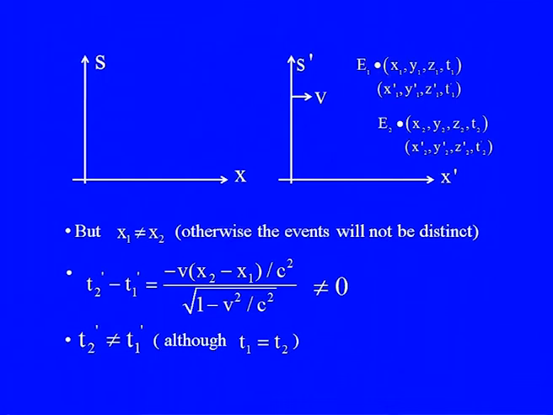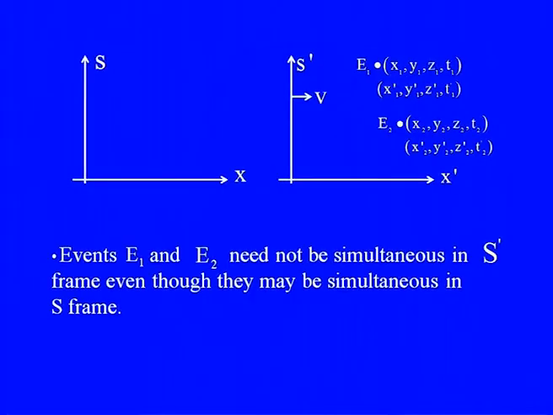So what do you get? The measured times in the S prime frame need not be the same, even if the measured times are the same in the S frame. In other words, to be more precise, the events E1 and E2, although they may be simultaneous in one frame of reference, need not be simultaneous in another inertial frame.